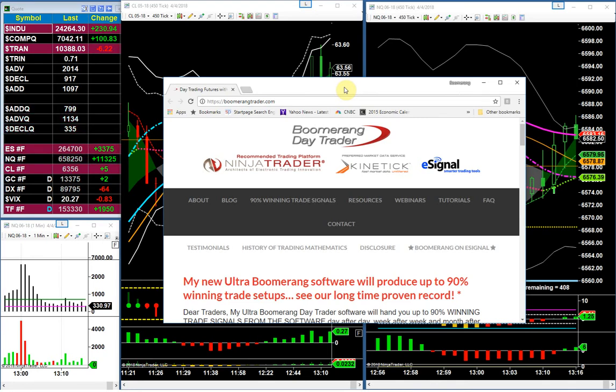Now, also in the room, I have a proprietary method for trading the mini NASDAQ. I use Boomerang for that also, but Boomerang has one specific method that it uses, and I use 3 or 4 other types of proprietary methods.